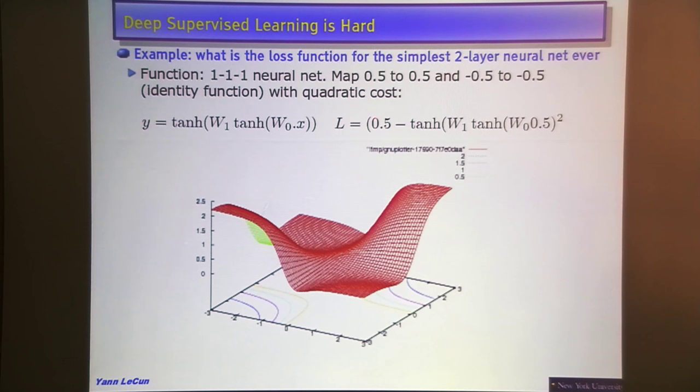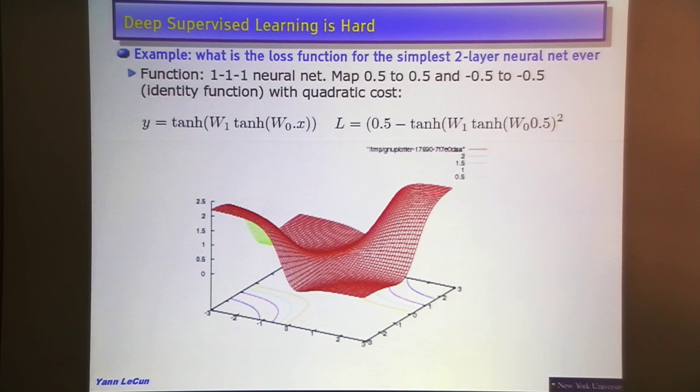And when you look at the shape of the cost function, this objective function in the space of W0 and W1, it has this really weird saddle shape, where the solutions are those little curves here. There's another one symmetric on the other side. There's a saddle point right here at 0, 0. And then there are high mountains on each side of the saddle.